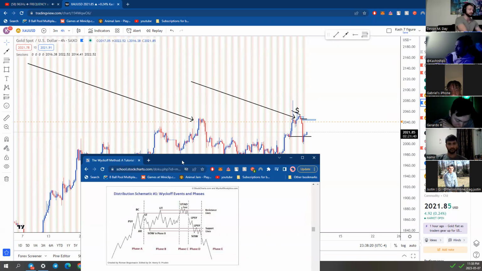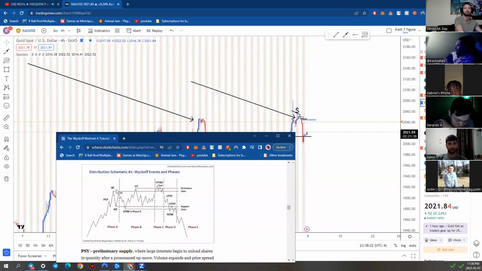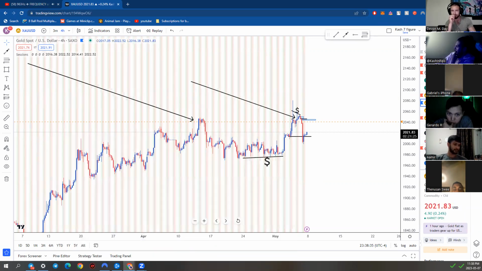In terms of phase C, yeah, UTAD, yeah. So that's our upthrust, right? So in terms of just really distribution, phase B, that would be our upthrust. But in terms of really where our test area will be, that really aligns with the upthrust, right?